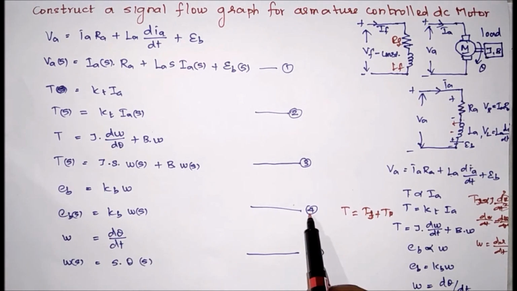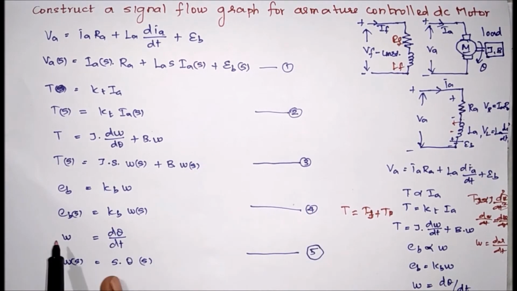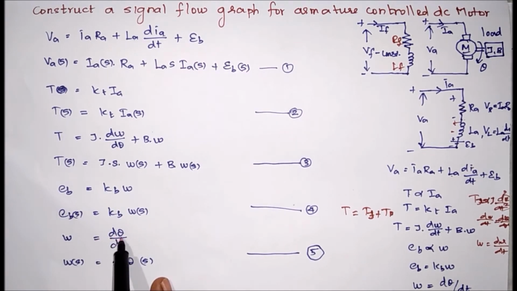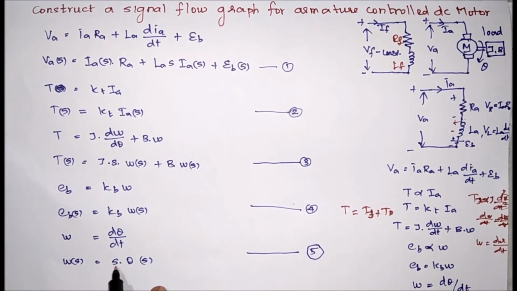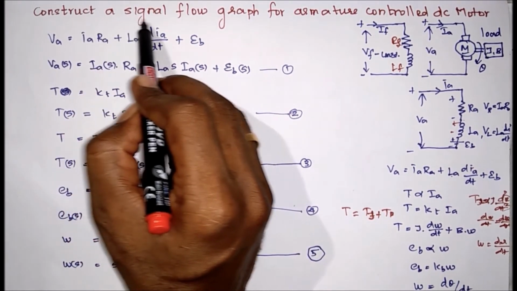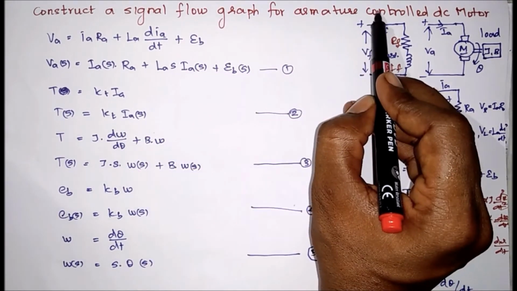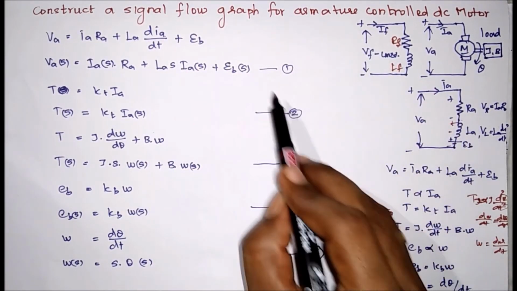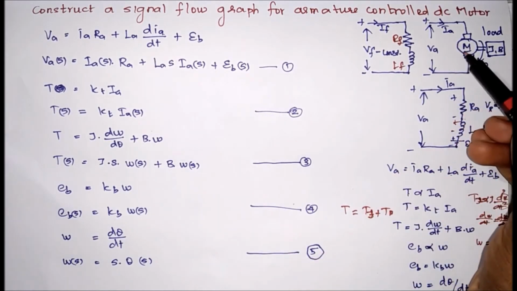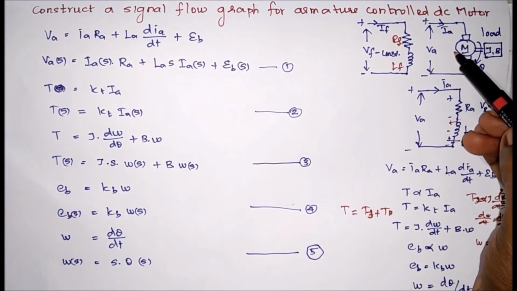Now we can consider this as equation number 4. We know omega equals d theta divided by dt. If we take the Laplace transform for this, omega of s equals s into theta of s. The concept is the construction of a signal flow graph from the armature controlled DC motor. So these 5 equations are the equations related to the armature controlled DC motor.